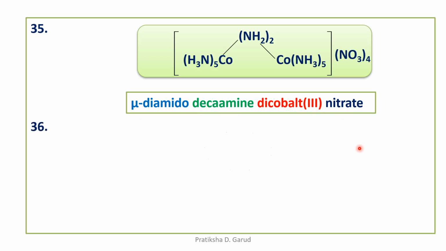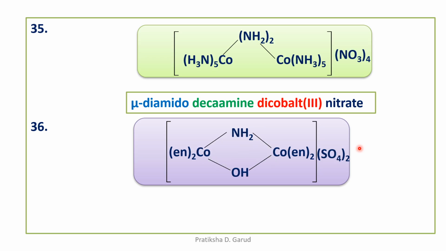And the last example of the bridging type of ligands. In this we have NH2 as one and OH, that is hydroxo, as the second bridging ligand. These are the two bridging ligands. The metals are cobalt, and the other ligands are ethylenediamine. 2 ethylenediamine on one side and 2 ethylenediamine on the other side. That means there are total 4. And for polydentate ligands, we use the prefixes tris or tetrakis or pentakis, etc. And outside the square bracket, we have the sulfate.